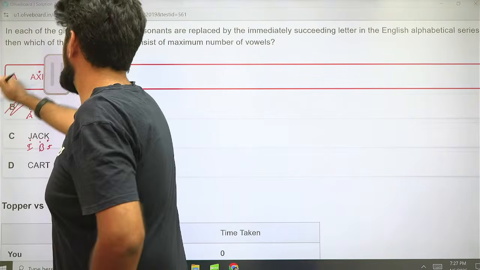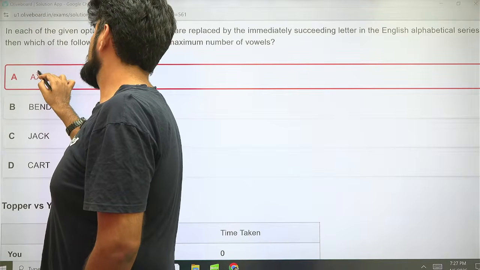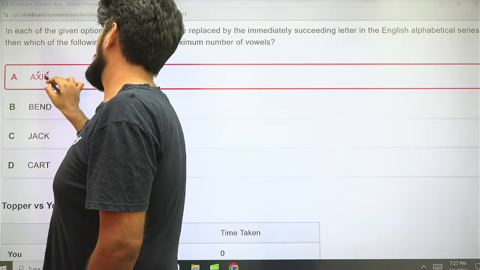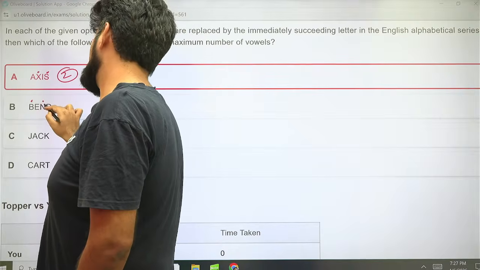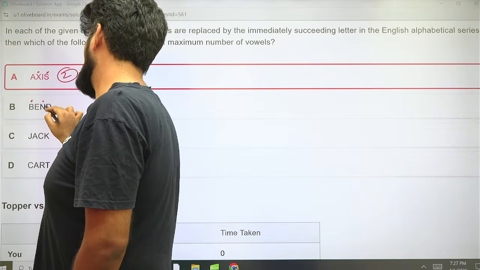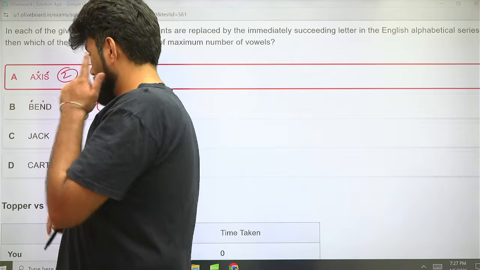Oh God, immediately succeeding letter. What am I doing? So X, Y and ST. This is useless. 2 vowels. This is B, C and N, O. So this is E, O and E. E, O, E. Yes, 3 vowels. Correct here.